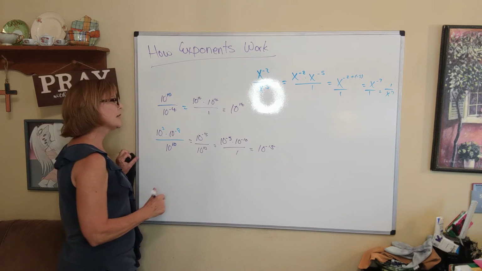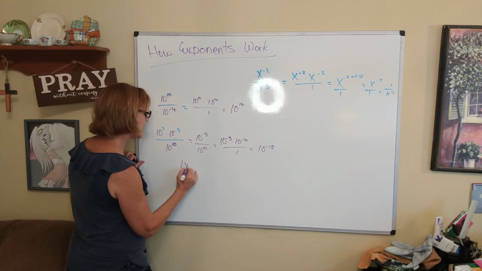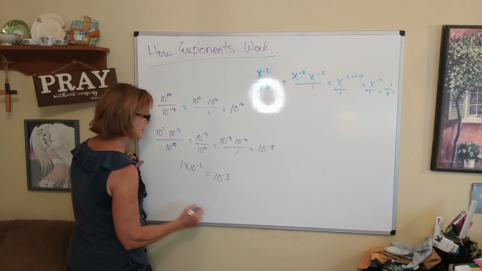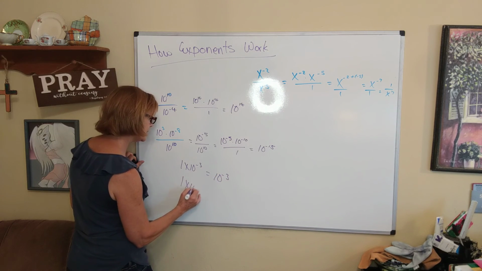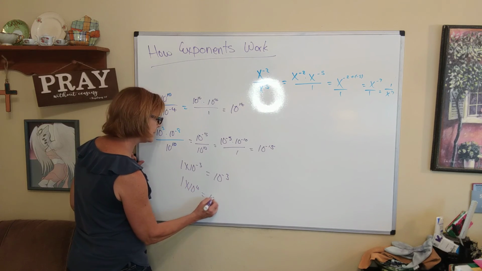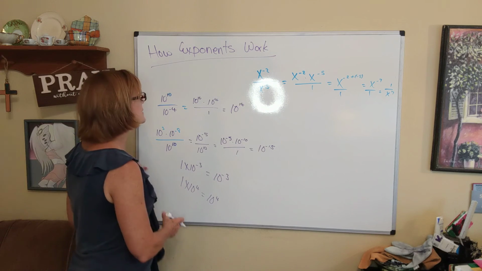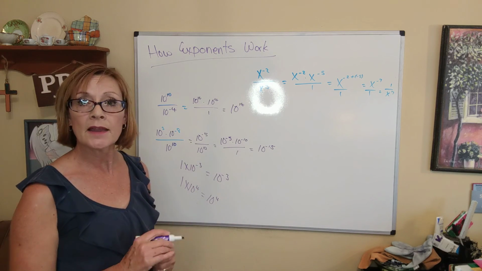One other thing I will point out is that if you have 1 times 10 to the negative 3, that is the same thing as 10 to the negative 3. Or if you have 1 times 10 to the 4, that is the same thing as 10 to the 4. We write it both ways sometimes. So that is just a little bit about exponents.